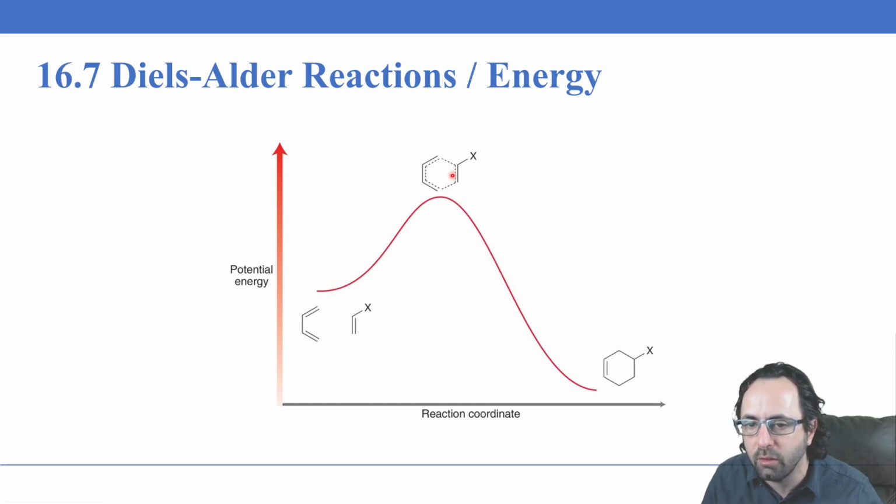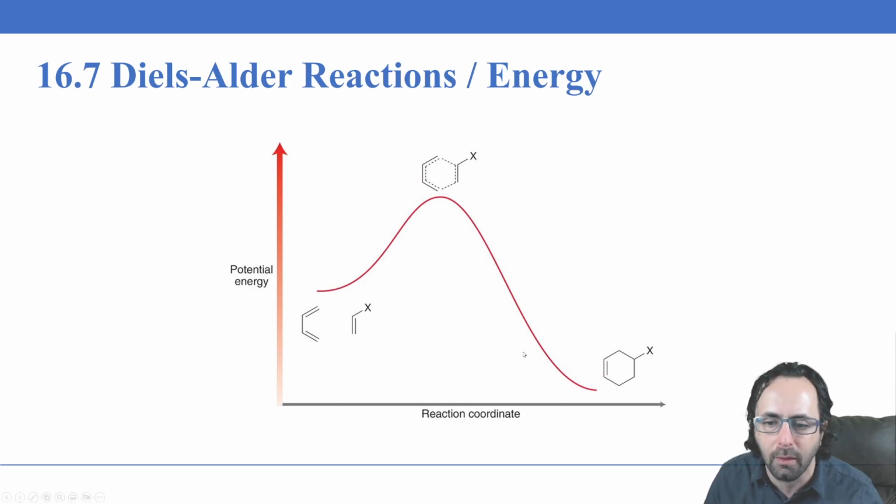It goes through a transition state in which there's basically a 1.5 bond all the way around. These sigma bonds are partially forming, these pi bonds are partially going away, and a pi bond is beginning to form right here, and that's the ultimate pi bond you see at the end there.